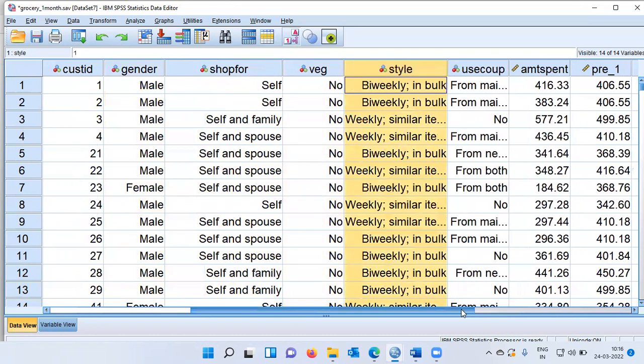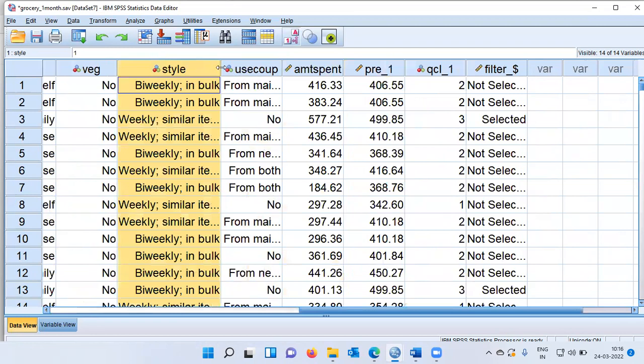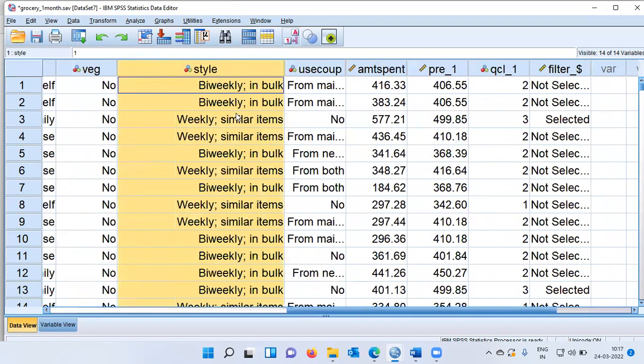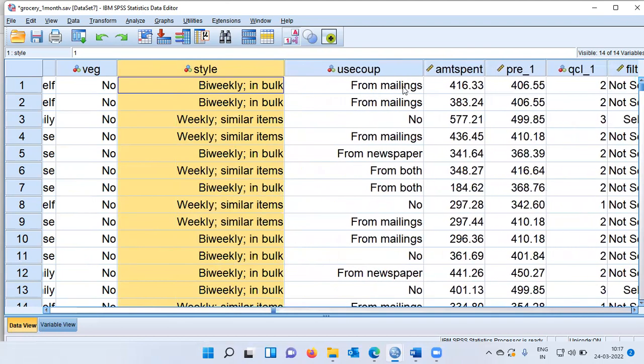Shopping style of the customer is also available. There are three categories here. Bi-weekly customers, those customers who buy items in bulk. Secondly, you also have customers who buy weekly. And the third category here is of those customers who buy often. Usage of coupons. This is very interesting. You can see here, some customers use coupon from mailings. Some others don't use any coupon. You have from newspapers. And the next category is from both, that is newspapers as well as mailings.